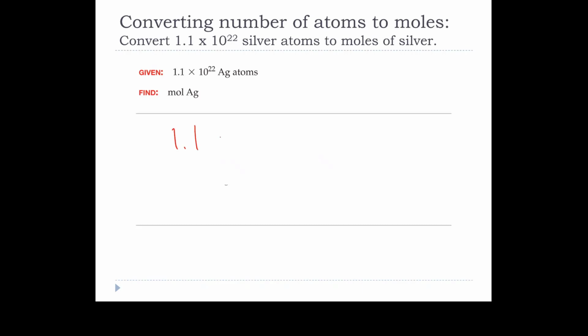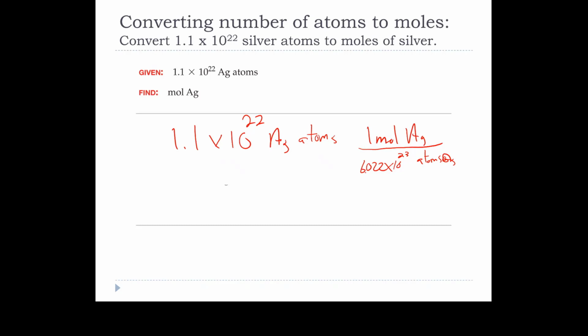So here we'll start with 1.1 times 10 to the 22 silver atoms. Our conversion factor is going to need moles on top this time because that's what we're trying to get to. So 1 mole of silver is how many atoms of silver? That number. What is that number? That's the number we're going to ask you to remember. We don't ask you to remember a lot of numbers in this class. I'll usually give them to you. This is one you're going to remember, okay? Because you're going to use it all the time.